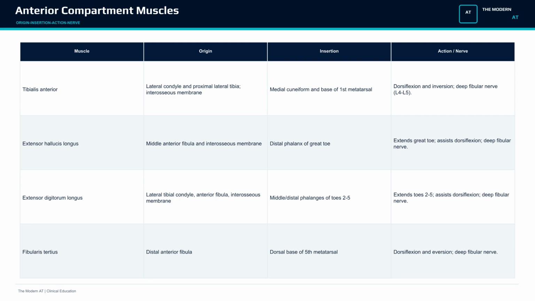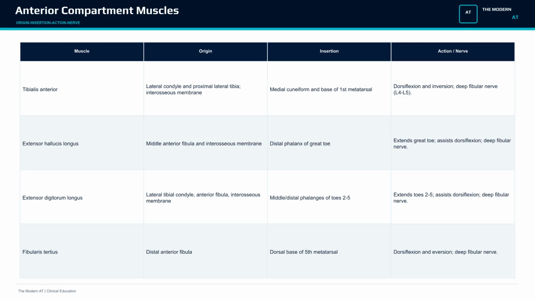The anterior compartment includes tibialis anterior, EHL, EDL, and fibularis tertius. All are supplied by the deep fibular nerve and contribute to dorsiflexion or toe extension. Tibialis anterior inserts on the medial cuneiform and base of the first metatarsal, producing dorsiflexion and inversion. EHL extends the great toe and assists dorsiflexion. EDL extends toes 2 through 5 and assists dorsiflexion. Fibularis tertius assists dorsiflexion and eversion near the fifth metatarsal.